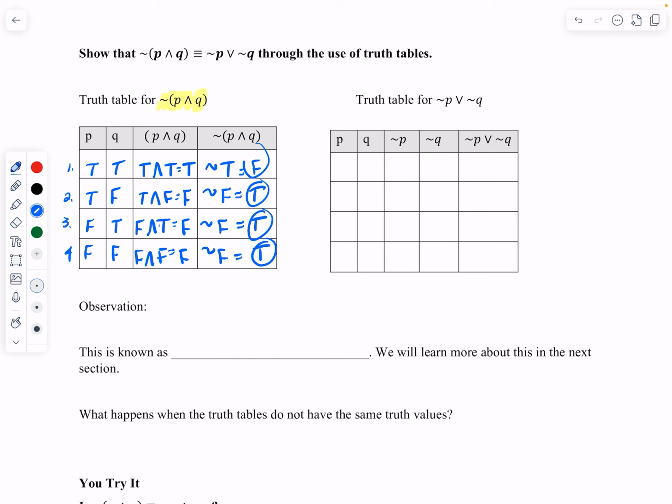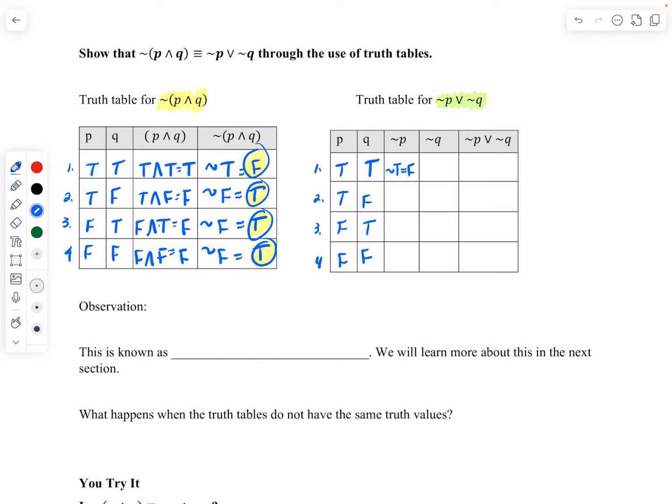Okay, let's do the other side. Negation P or negation Q. So again, 4 rows. P is always true, true, false, false. And Q is always true, false, true, false. So I'm going to negate the P column. So negation of true equals false. Negation of true equals false. Negation of false equals true. And negation of false equals true.